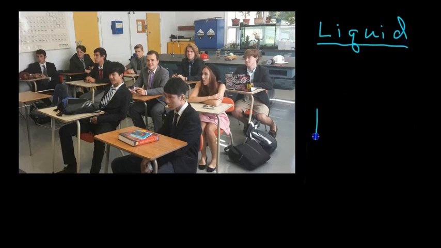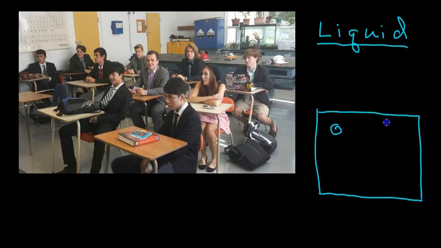And so if we drew another example with the box, there would be fewer particles, and they wouldn't be as crammed together. All right, and they would have room to move. So that would be the particles of a liquid.